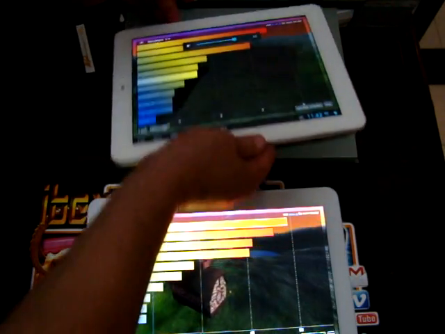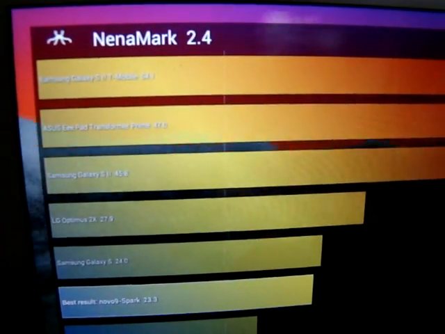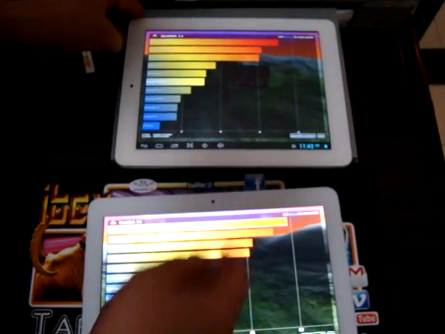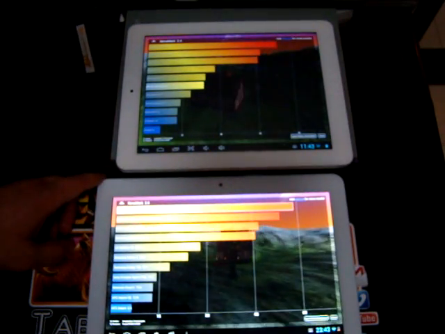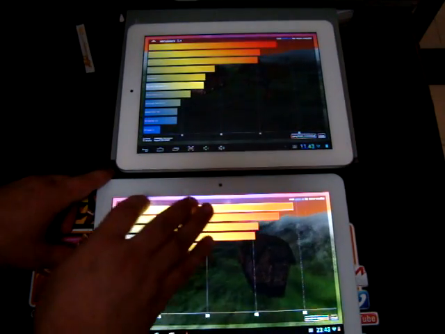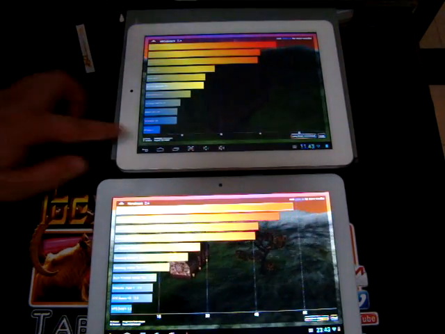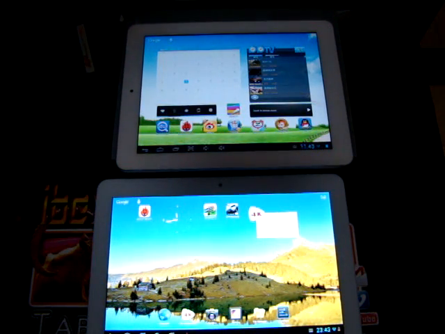And for the Novo 9 Spark, it's 23.3. Okay. So the Flytouch 10 also has a higher Nenemark2 score. So again, the Flytouch 10 is 58.8 and Novo 9 Spark is 23.3. And people wanted to see the GPS.